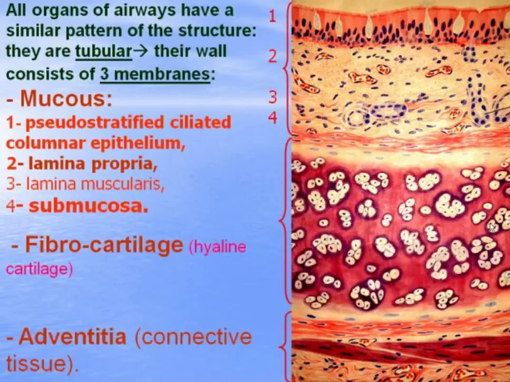Fibrocartilage consists of connective tissue and hyaline cartilage. You see the zone of mature cartilage with isogenic groups, the zone of young cartilage with young chondrocytes, and perichondrium, where the chondroblasts and stem cells are located. And adventitia.